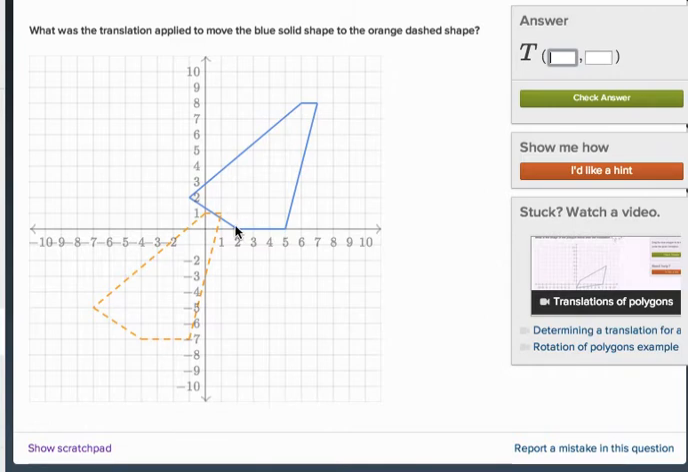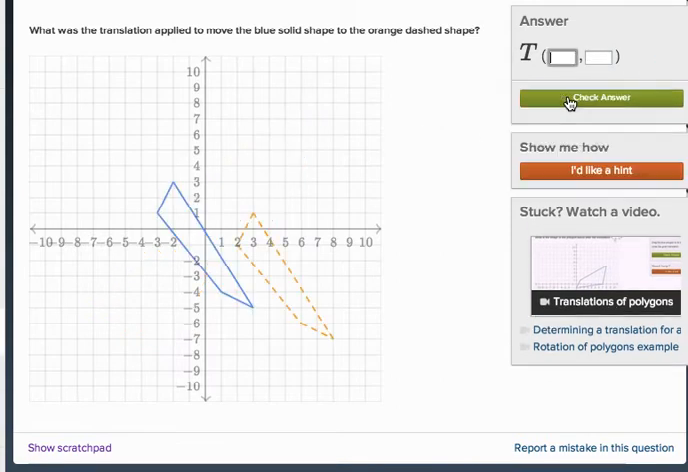So let's see if I can trigger another one. Nope. Let's just do this one really fast. So instead of counting, you can also just look at the numbers. So this is -1 and needs to end up at -7. So that means I'm going to move it to the left 6. And then, let's see. This goes to 2 and has to end up at -5. So I'm counting right, that's down 7. So my vector translation is -6, -7.